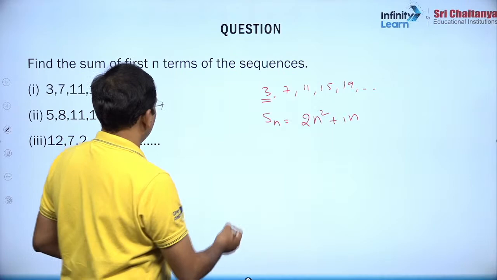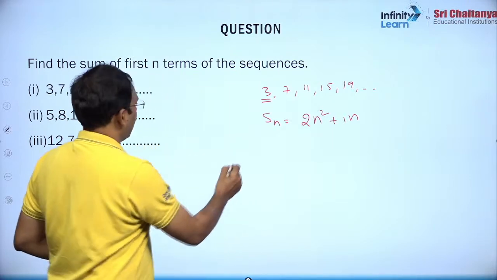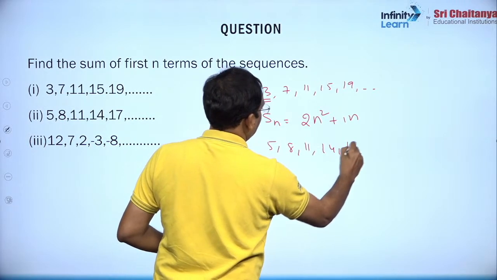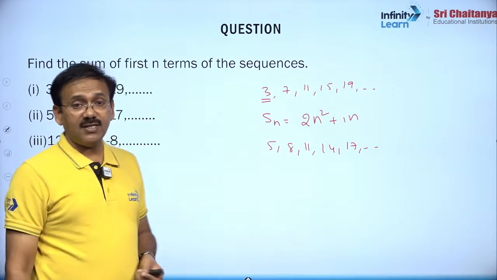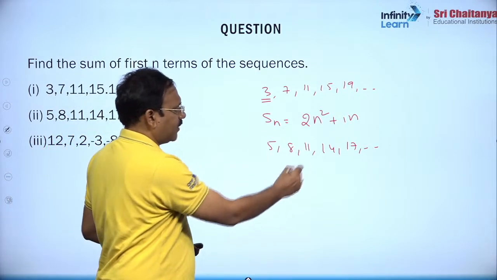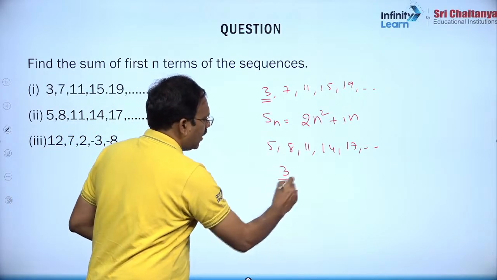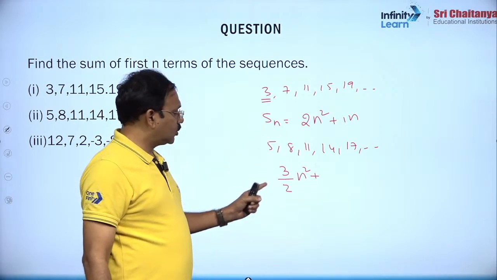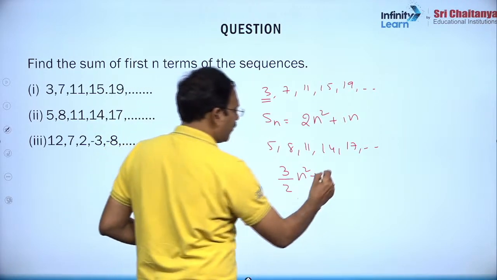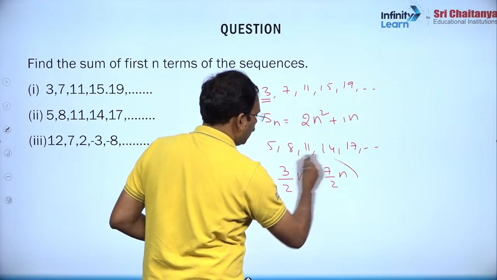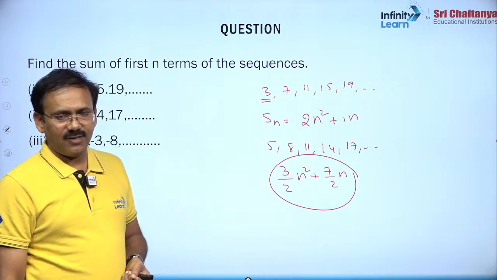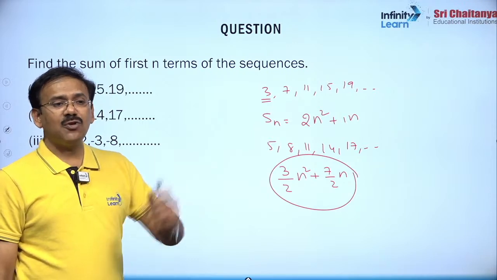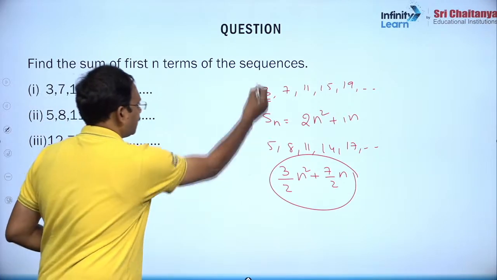You take the second one, which is 5, 8, 11. Let me write here 5, 8, 11, 14, 17. In this pattern, try to find sum of n terms. You see common difference, my dear friends, 3 is added, 3 by 2 n square. To get 5, so what is to be added to this? 7 by 2 should be added, 7 by 2 n. This is the sum of n terms, my dear friends. Is it clear, dear students? In one stroke you can write sum of n terms of an AP.